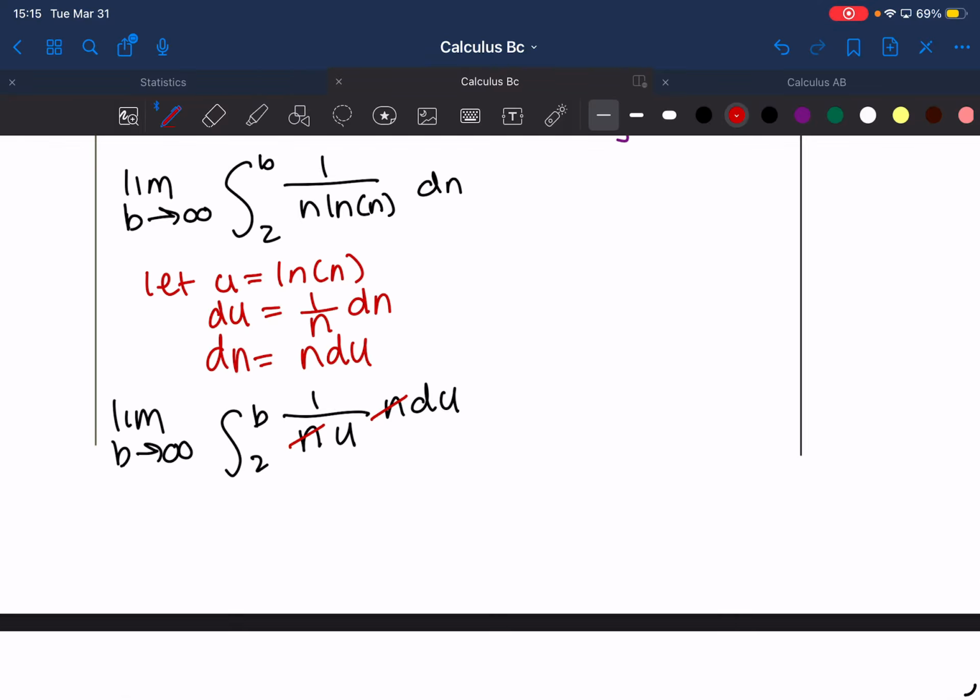Okay. So really, I just now have 1 over u du. And so if I was to integrate that, that would be the limit as b approaches infinity of natural log of absolute value of u. But since u is natural log of n, this is natural log absolute value natural log of n, evaluated from 2 to b.